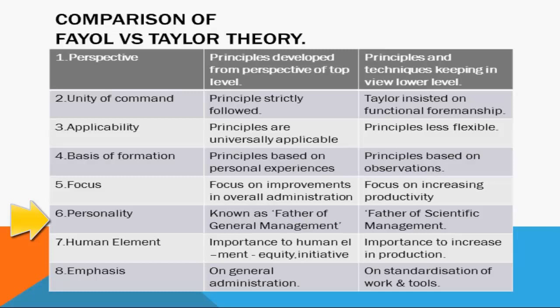Next basis of comparison is human element. What is this? Fayol gave importance to human element in principles like equity, initiative and stability of tenure, whereas Taylor gave more importance to increase in production as compared to human element. Next is emphasis. Fayol emphasized principles and theory of general administration and also the functions of manager, whereas Taylor laid greater emphasis on standardization of work and tools.